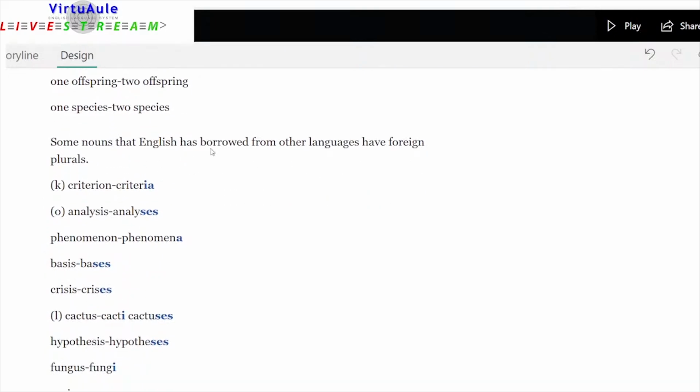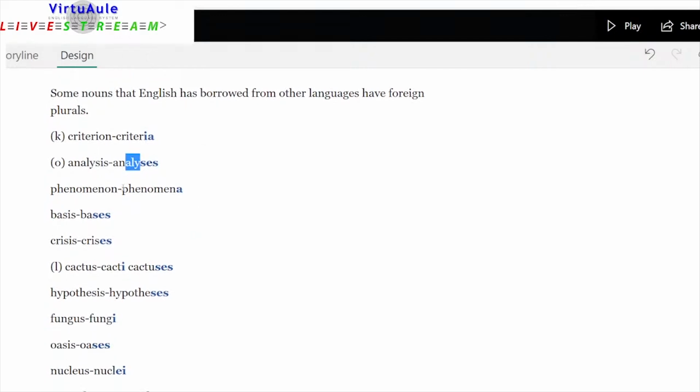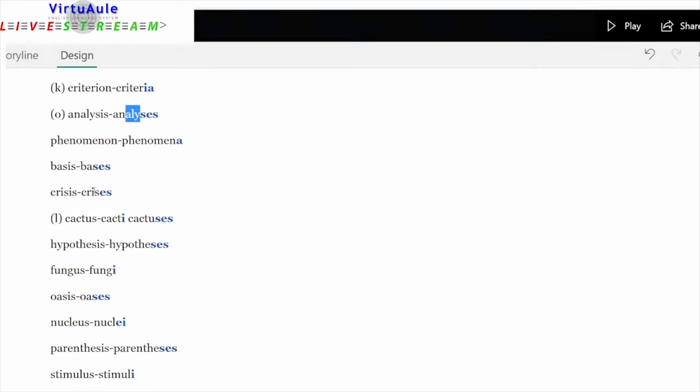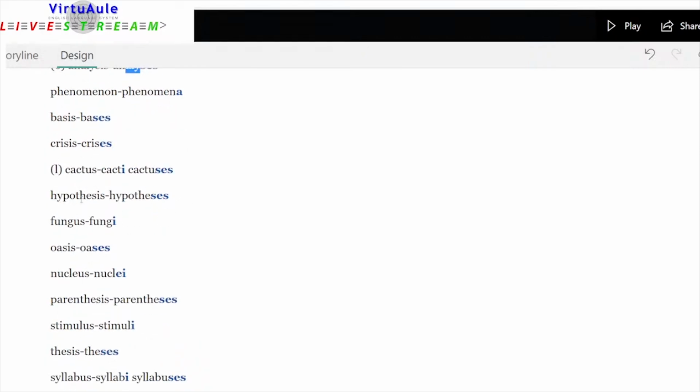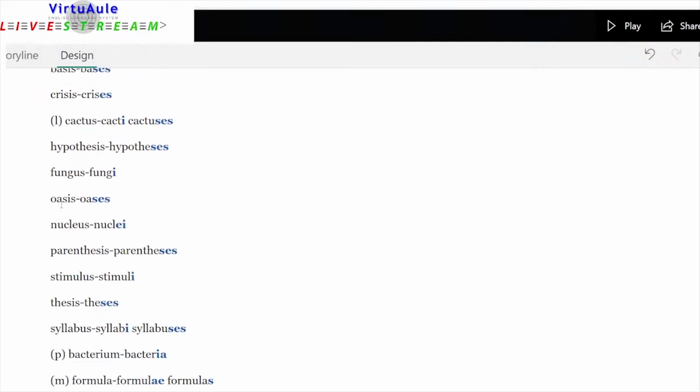Some nouns that English has borrowed from other languages have foreign plurals. So criterion has the plural criteria. Analysis has the plural analyses. Phenomenon has phenomena. Basis, bases. Crisis, crises. Cactus has both cacti or cactuses. Hypothesis, hypotheses. Fungus, fungi. Oasis, oases. Nucleus, nuclei.